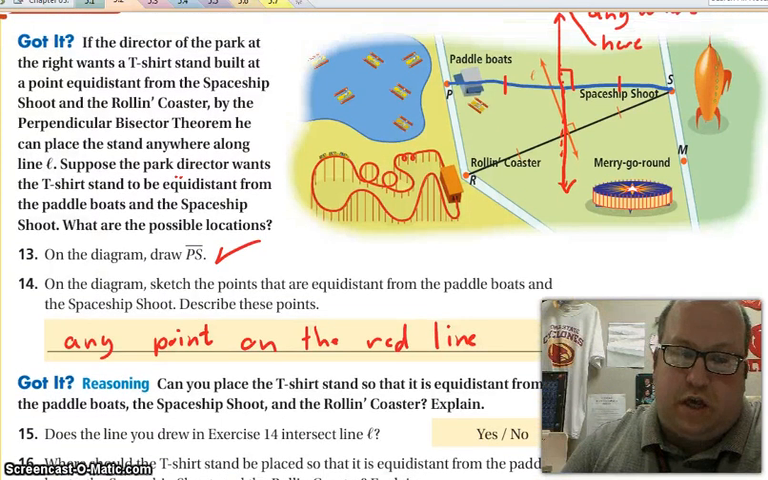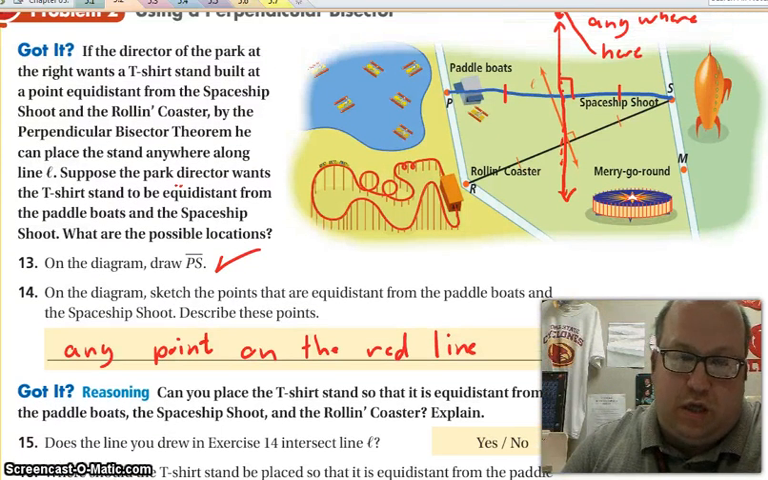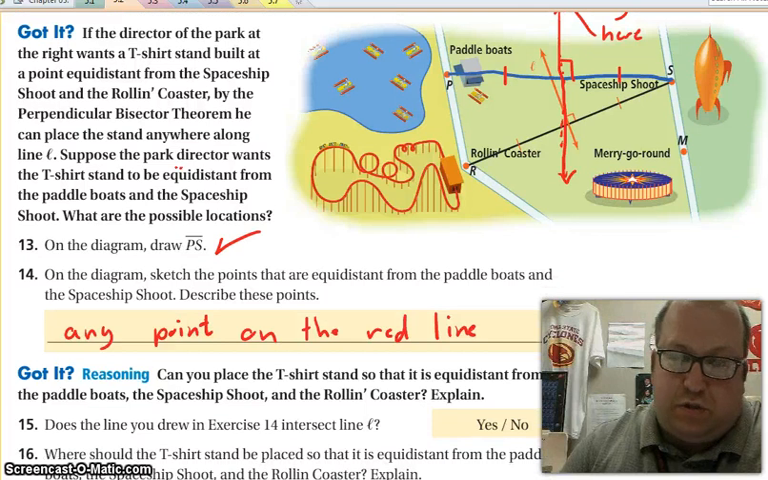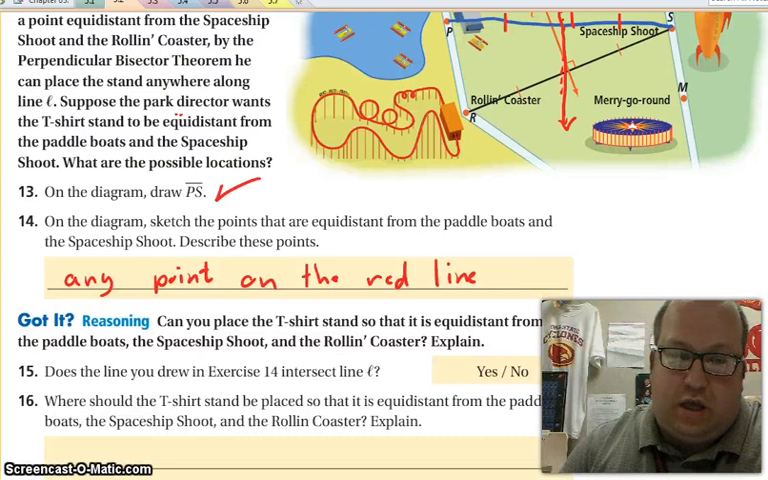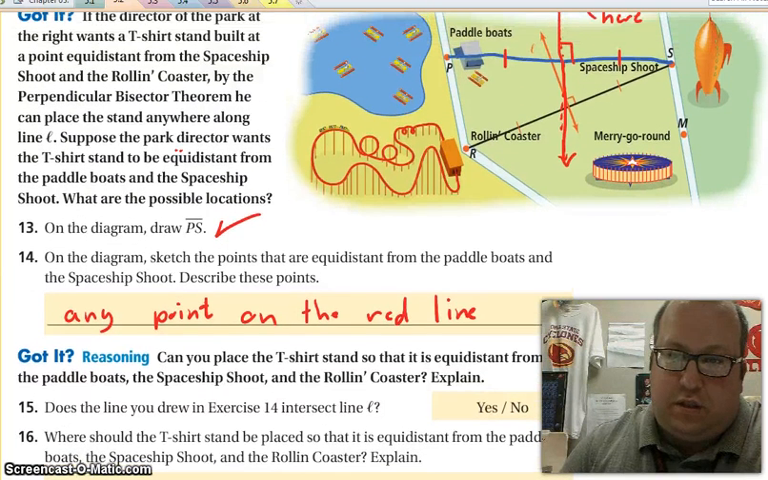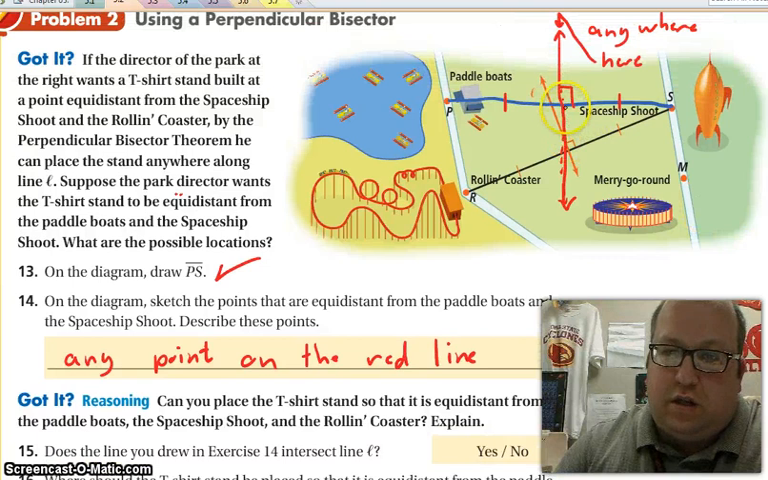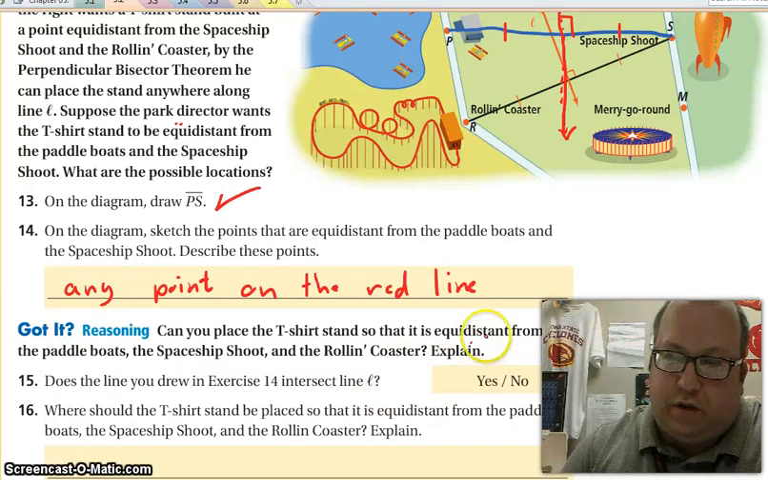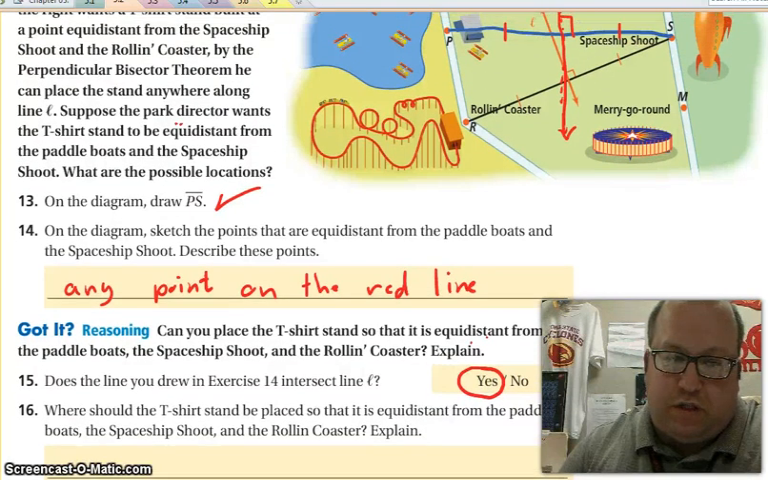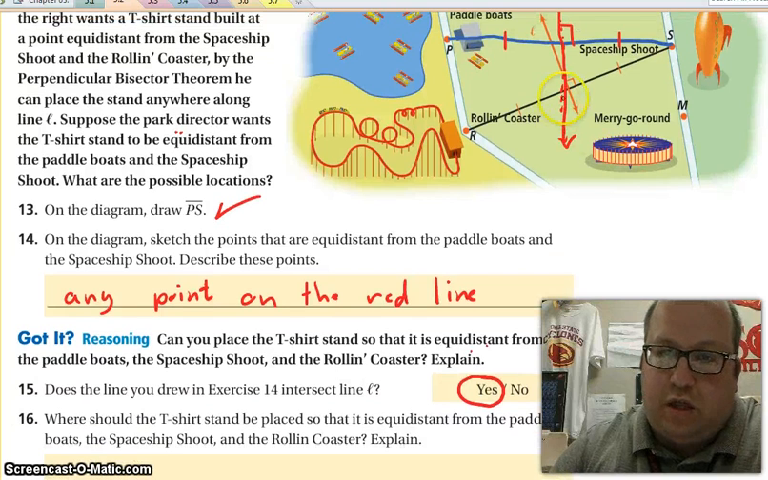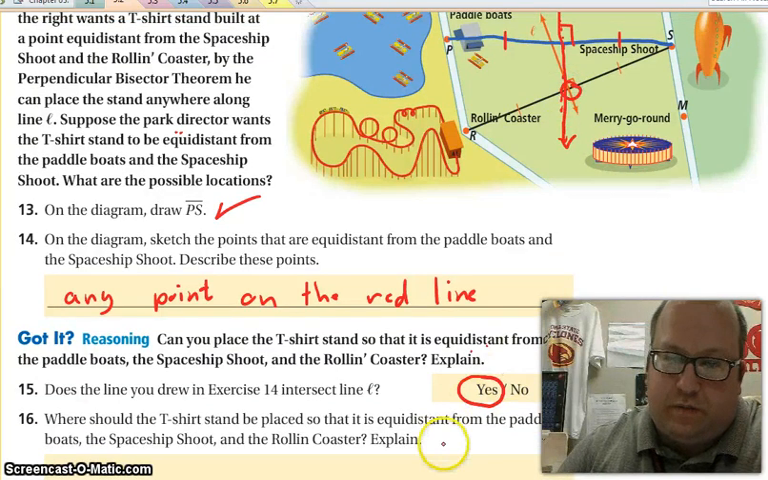Can I place the t-shirt stand so it is equidistant from the paddle boats, the spaceship chute, and the roller coaster? I think, let's see, let's look at this. Does our line intersect the other line, which is halfway between the roller coaster and the spaceship chute? Yes, it does, or it comes very close anyways. I didn't really measure that. Where should the t-shirt stand be placed so it's equidistant from the paddle boat, spaceship chute, and the roller coaster? Well, I like that spot right there.